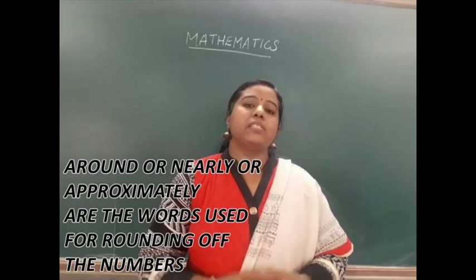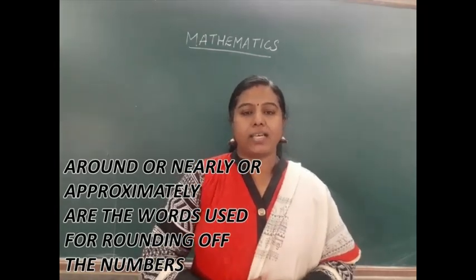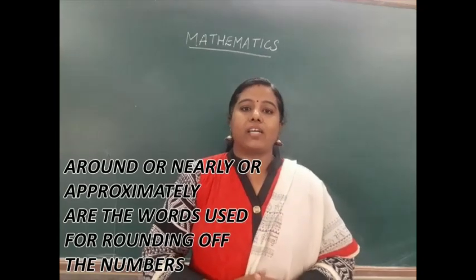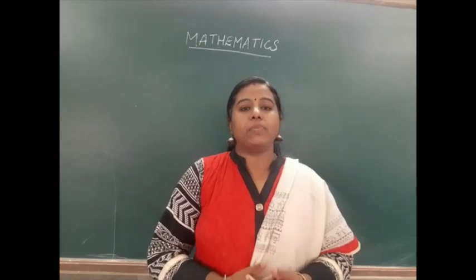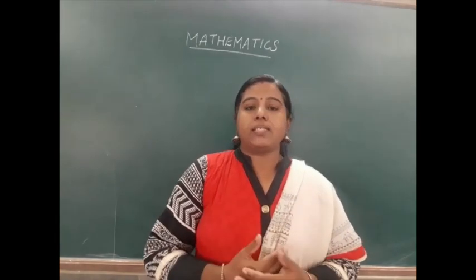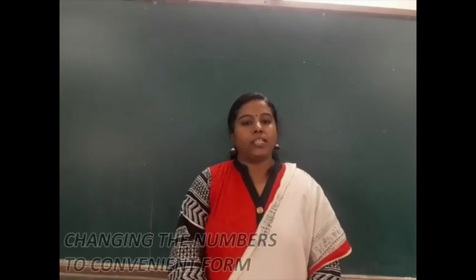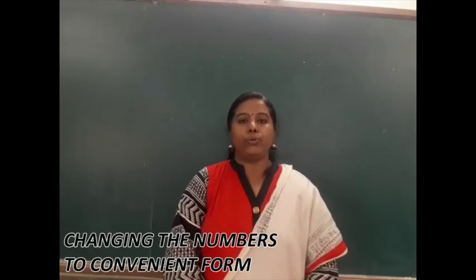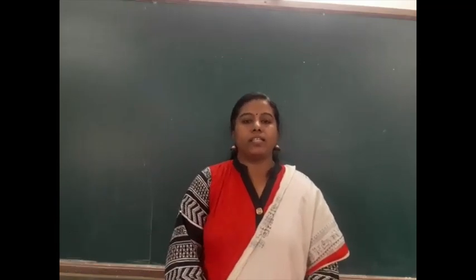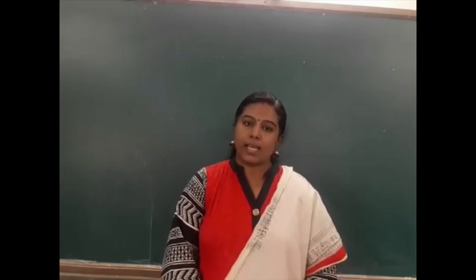So we use the terms around and nearly to show that the values are not exact, that these values are only approximate. So rounding of numbers helps us to find this approximate value. Rounding of numbers means changing the number into a convenient form, that is, changing the number into one which is easy to use. So we usually round the numbers to the nearest tens, hundreds, thousands, 10,000s, lakh, 10 lakh.